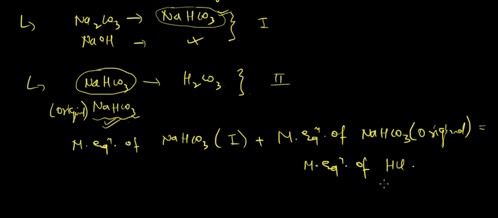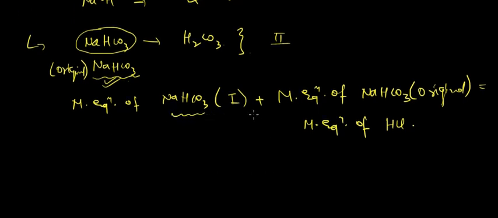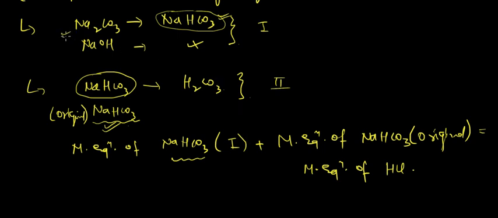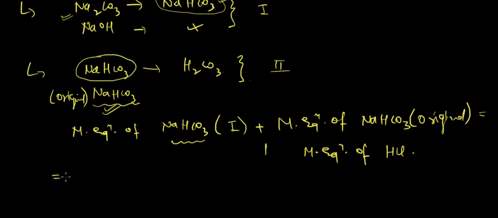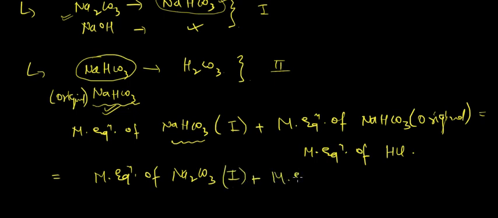Okay, so the total that would be required would be nothing but: milliequivalents of NaHCO3 in the first step would be equal to milliequivalents of Na2CO3 that reacted to form NaHCO3, so that would be equal to milliequivalents of Na2CO3 consumed in the first step plus milliequivalents of NaHCO3 that was originally there.